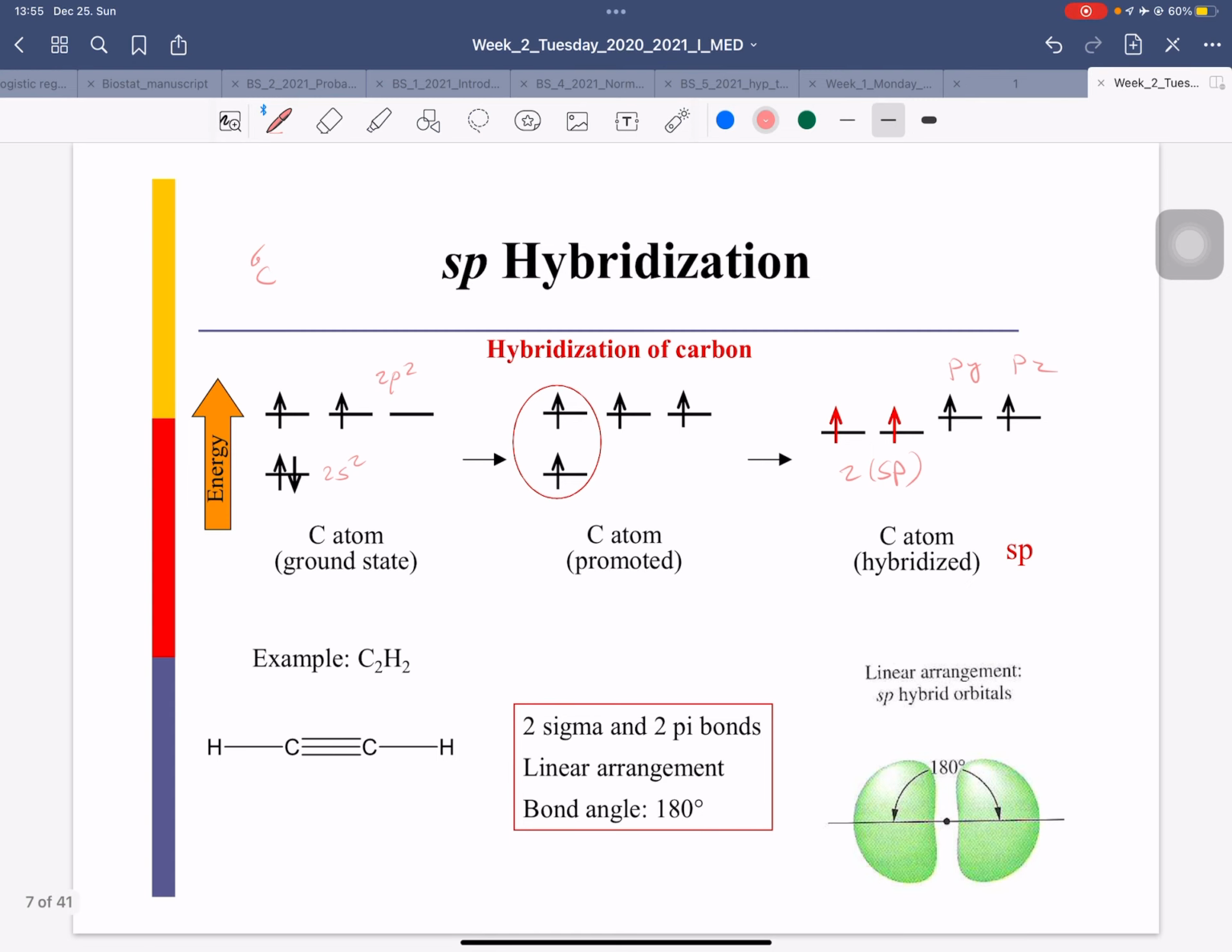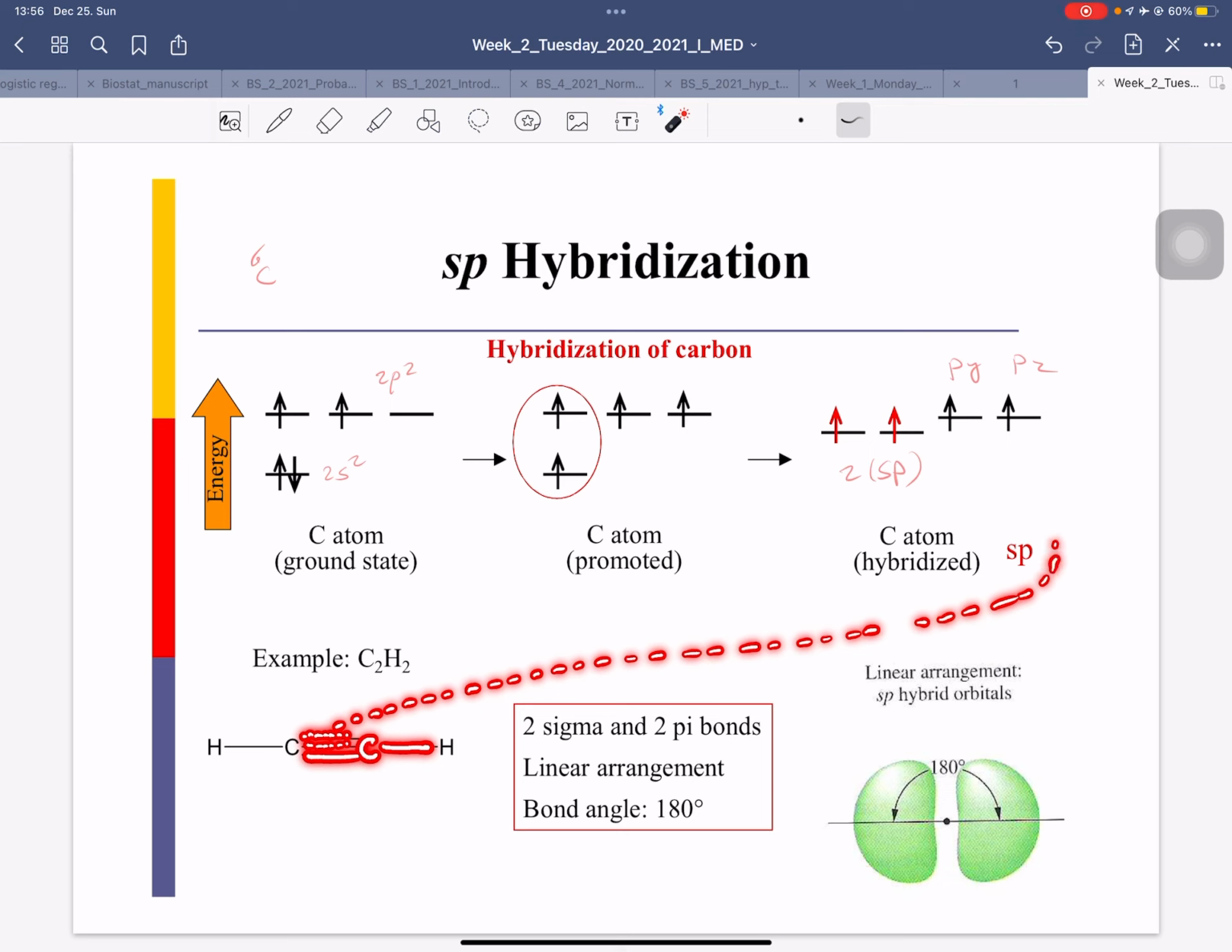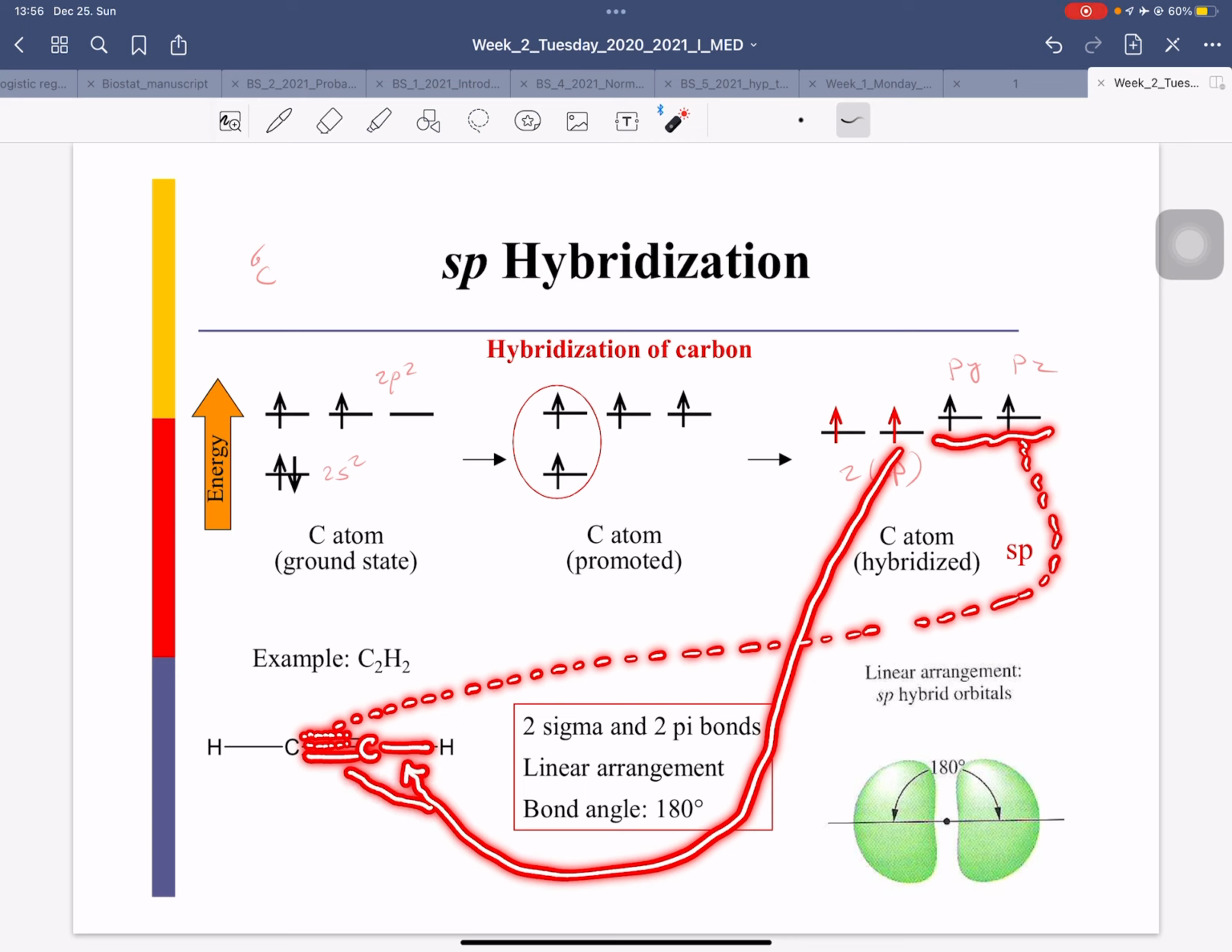Now we will have two sp orbitals, and with these two sp we can make two sigma bonds, as I mentioned before. Then with the other two, py and pz, we can have overlap, a double bond. This double bond is for these two, and the triple bond, but the simple single bond is for these two bonds.